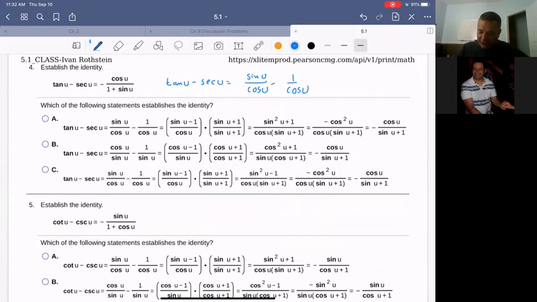So they only give us 3 answers. And B is already gone, right? Tangent is sine over cosine, not cosine over sine. Okay, now let's see what else we can do. Well, we're going to go ahead and write that as one thing. So we're going to write that as sine u minus 1 over cosine of u.